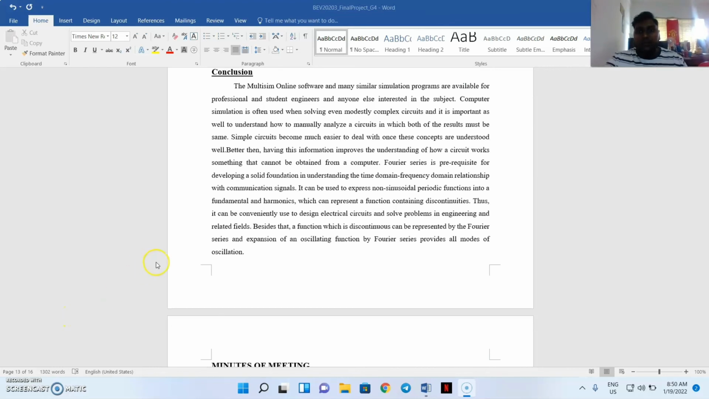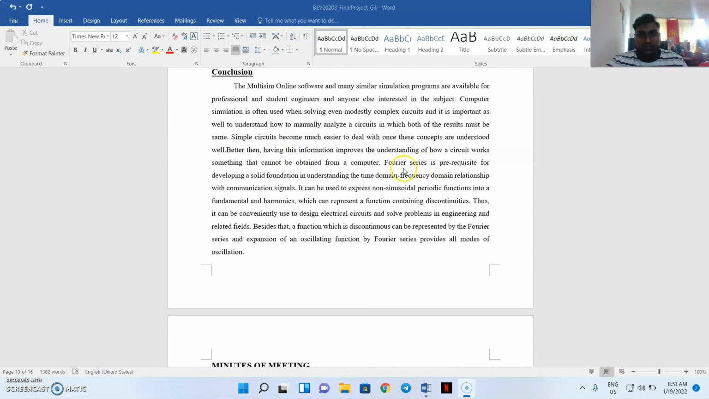As for the final part, I'm going to explain the conclusion. So the Multisim software and many simulation programs are available for professionals and students, engineers, and anyone else interested in these circuit subjects. Computer simulation is often used to solve complex circuits, and simulation of circuits can be done in a simple way. So simple circuits become much easier to deal with once the concepts are well understood.